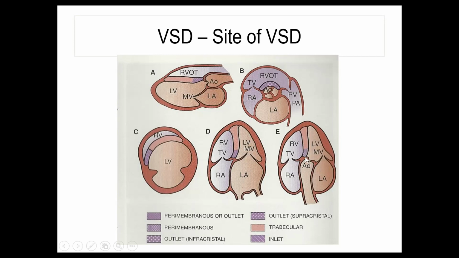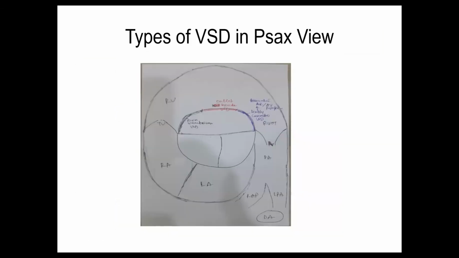If it's seen over here, this is muscular, this is paramembranous, and this is all muscular: lower muscular, mid muscular, upper muscular. Sir, there are so many names actually. There are two or three names for each. I'm just trying not to confuse you, trying to make it very simple. We call them 4 types of VSD: inlet VSD, outlet VSD, paramembranous VSD, and subpulmonic VSD.